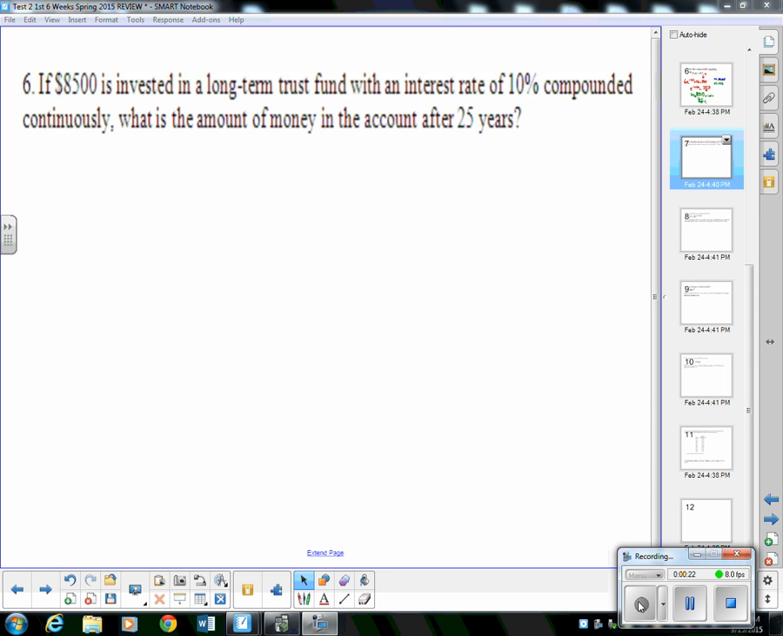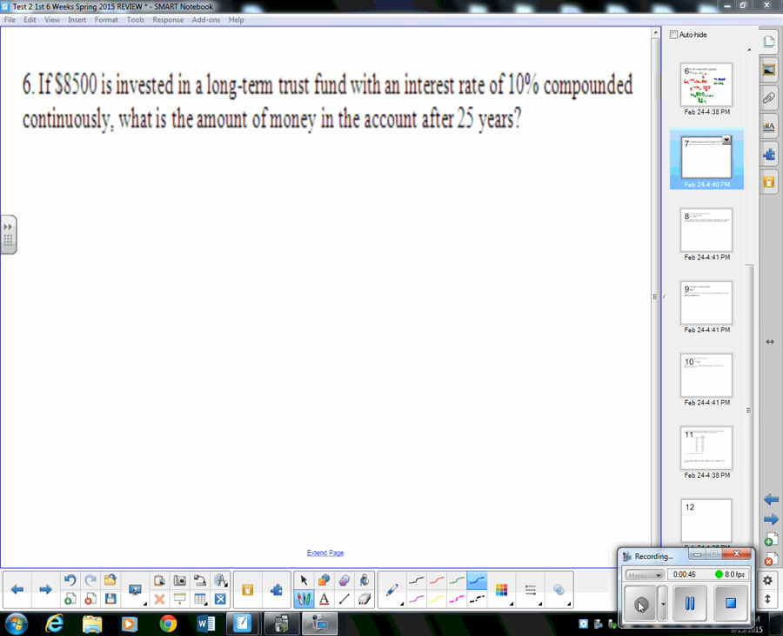This one here, we're going to finish on and do 6 through 10. This one should be pretty straightforward. Now remember, on the test, you're not going to have formula sheets or anything. You're going to need to know these formulas. It says if $8,500 is invested in a long-term trust fund with an interest rate of 10% compounded continuously, what is the amount of money in the account after 25 years?